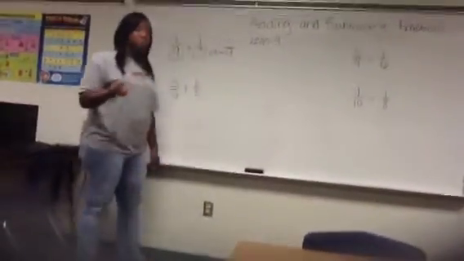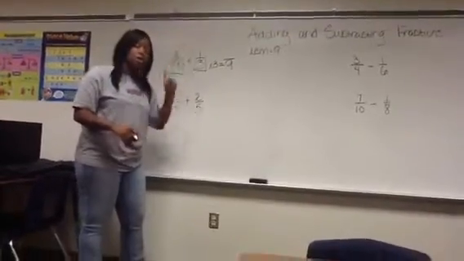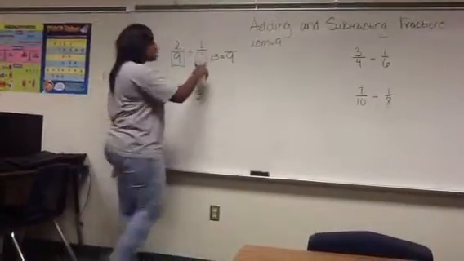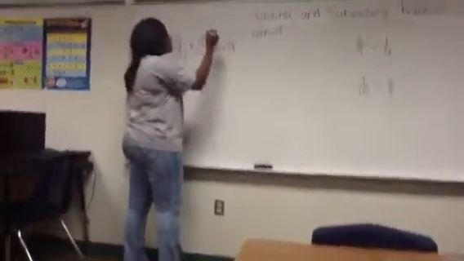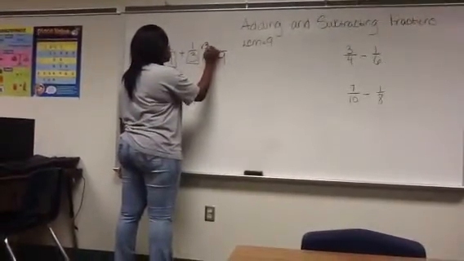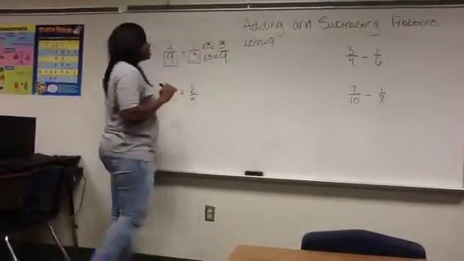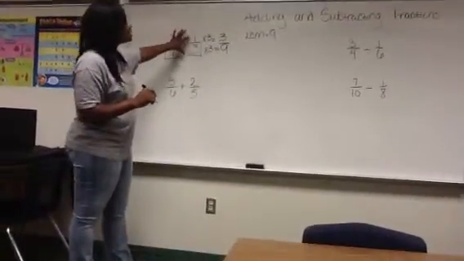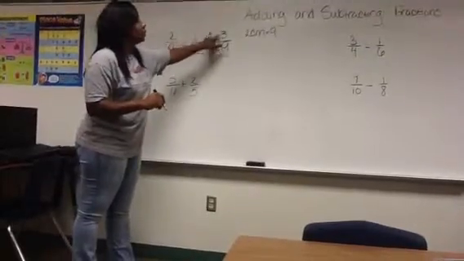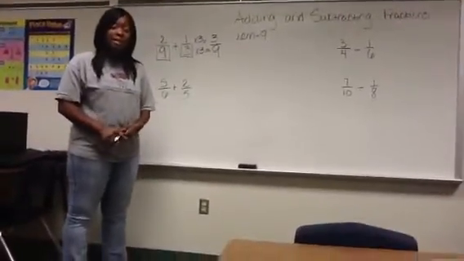Remember that golden fraction rule. Whatever you do to the bottom, you've got to do to the top. Whatever you do to the top, you have to do to the bottom. So because I multiplied the denominator by 3, I'm also going to multiply the numerator by 3 as well. So now I can replace this 1/3 with 3/9 because they're the same. They're equivalent. They mean exactly the same value.